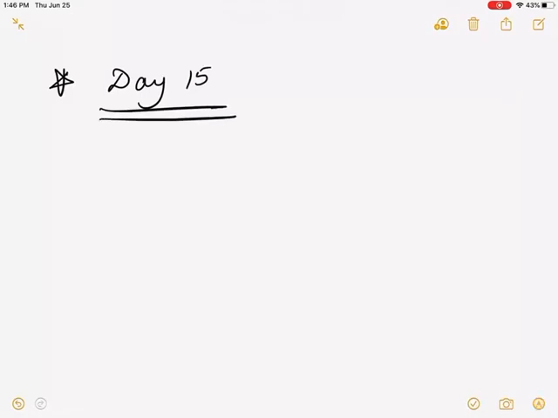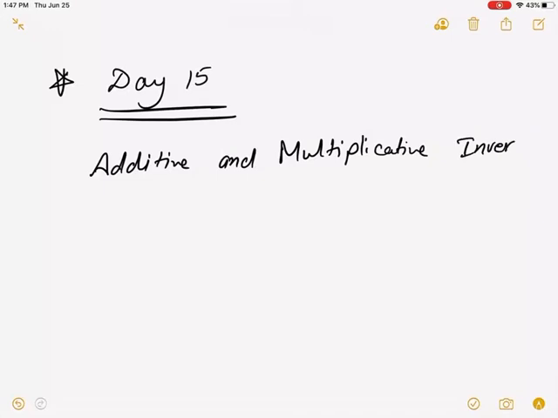So in this lesson we're going to be learning about additive and multiplicative inverse. So we have additive and multiplicative inverse. I'm just going to focus on one at a time.